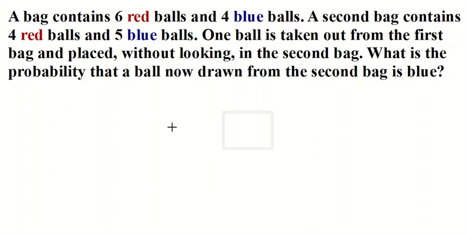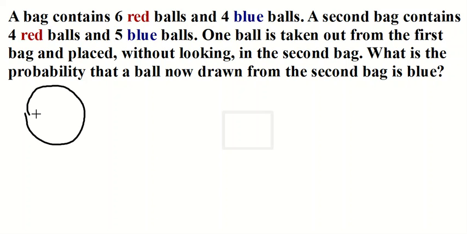Hello everyone. Today we have a question of probability in which it is stated that we have a bag that contains 6 red balls and 4 blue balls. Then there's a second bag that contains 4 red balls and 5 blue balls. Now we have to select one ball from the first bag and place it in the second bag without looking. So in the end the question is asked, what is the probability that a ball now drawn from the second bag is blue? So first, let us visualize this problem by drawing two bags.